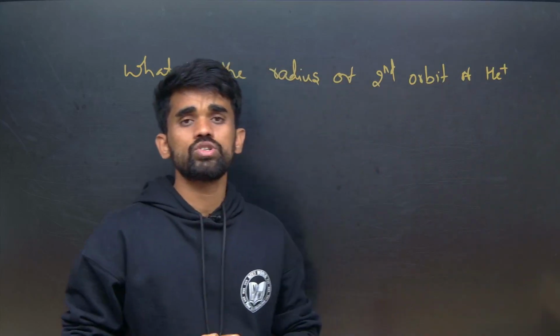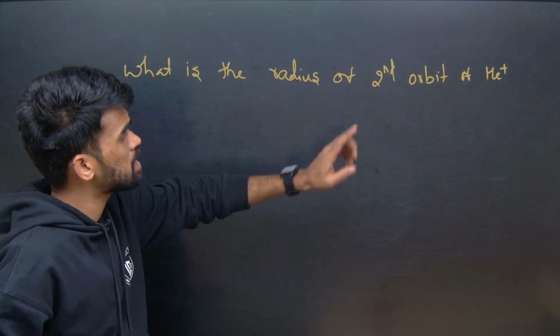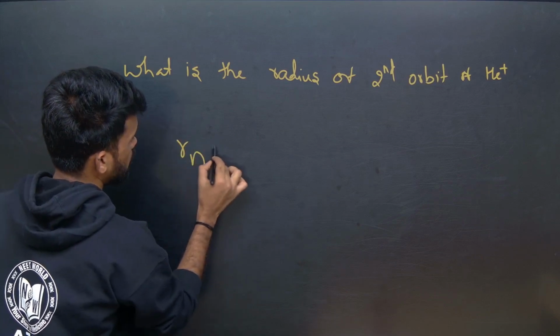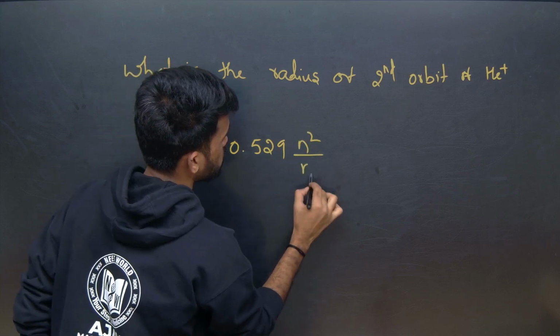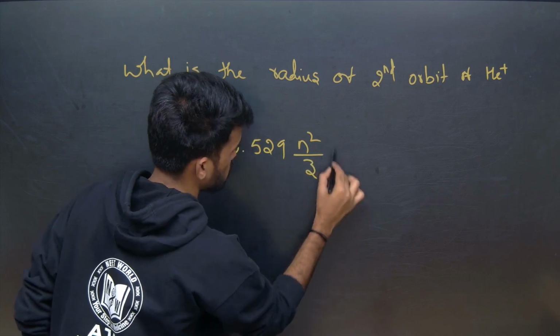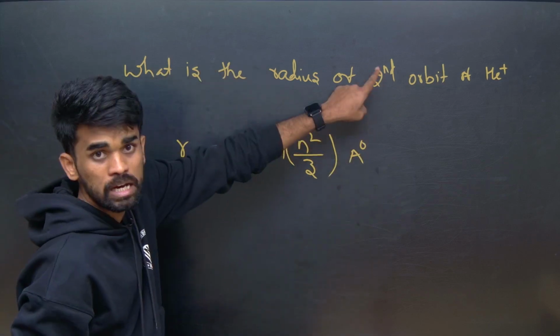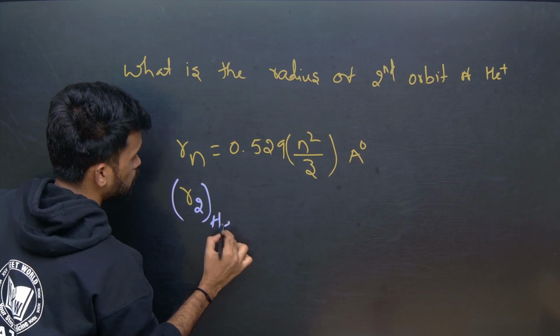So let us discuss a question based on this radius. What is the radius of the second orbit of helium plus ion? What is the formula? Rn equals 0.529 n square by Z, in angstroms, right? What is the orbit number I mentioned? Second, R2 of helium plus I am asking.